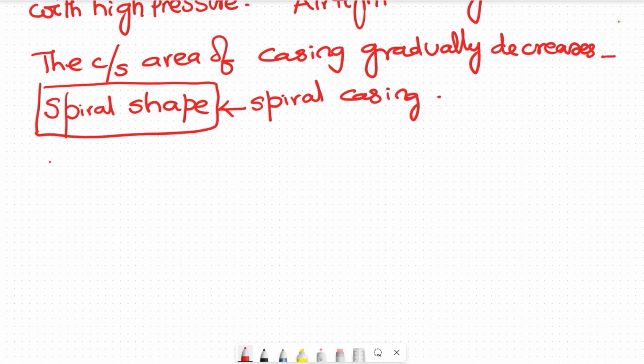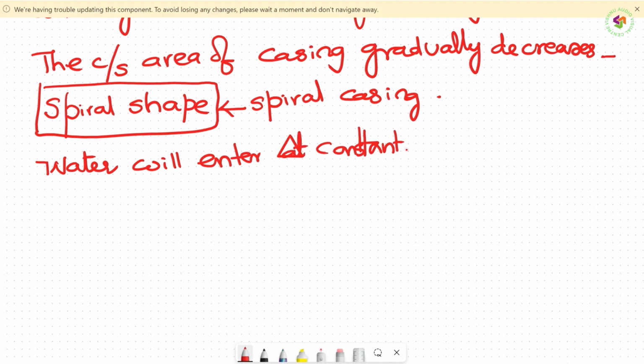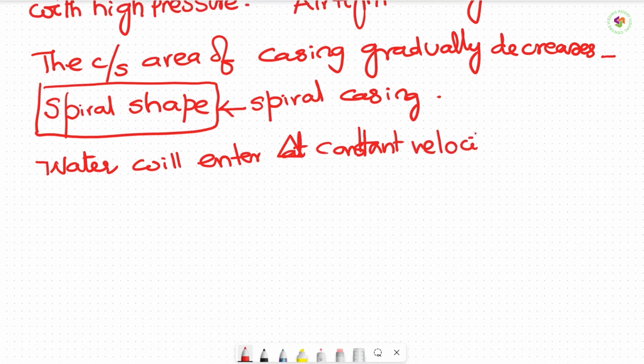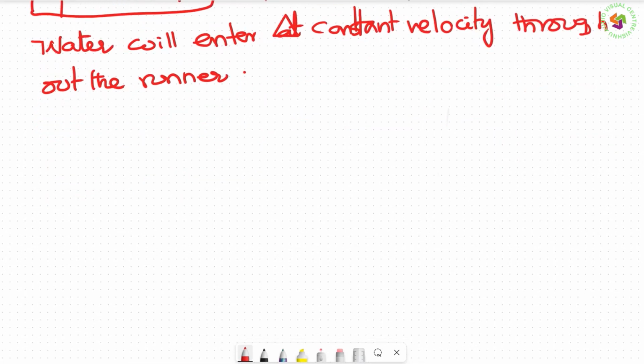Reason for this is water will enter at constant velocity throughout the runner. This is the reason why we are having it as a spiral. How it looks like, I will show.